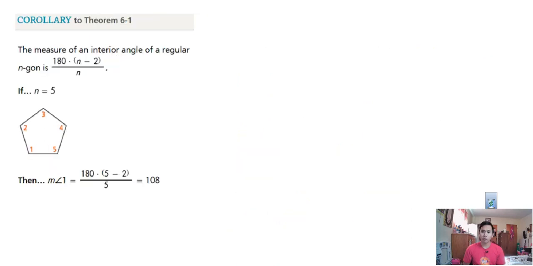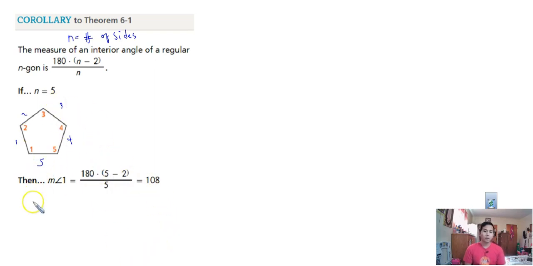Next, we have the corollary of angle theorem 6-1. It states that the measurement of the interior angle of a regular n-gon, meaning no matter how many sides there are, is 180 times n minus 2, divided by the number of sides, or n. Again, n stands for the number of sides, so that you will not forget. So in this example, n is equal to 5, because there are 5 sides here: 1, 2, 3, 4, 5. It's a pentagon, okay?